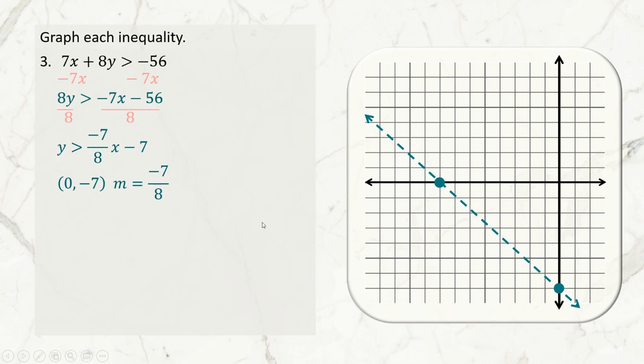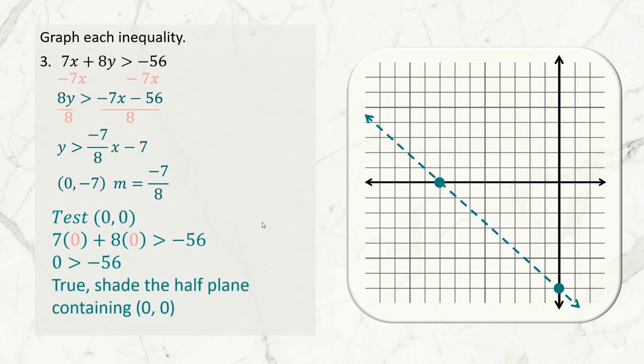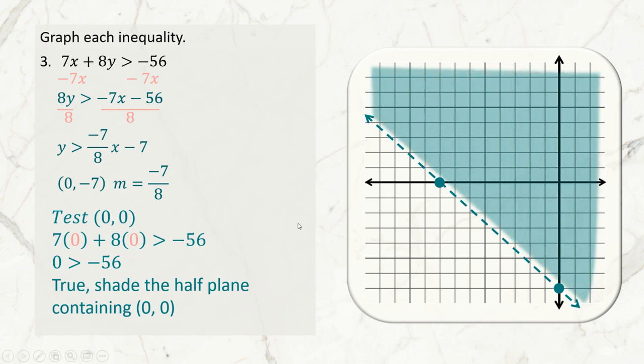Again, another easy point to test, 0, 0. So let's plug it in. We have 7 times 0 plus 8 times 0 is greater than negative 56. Of course, we know 7 times 0 plus 8 times 0 is just 0. So we have 0 is greater than negative 56. Let's see if that's true. Is 0 greater than negative 56? Absolutely it is, right? So let's shade that half of the plane. There we are, shading that half right there. So that's our last example.